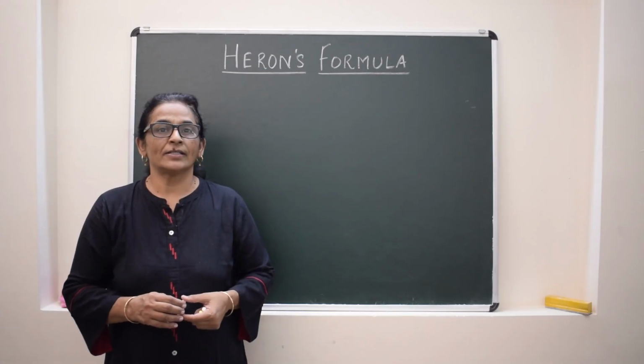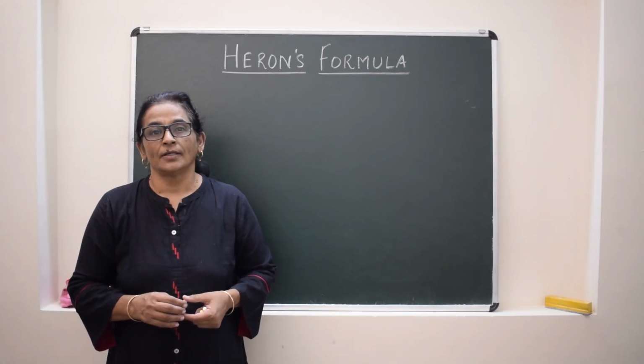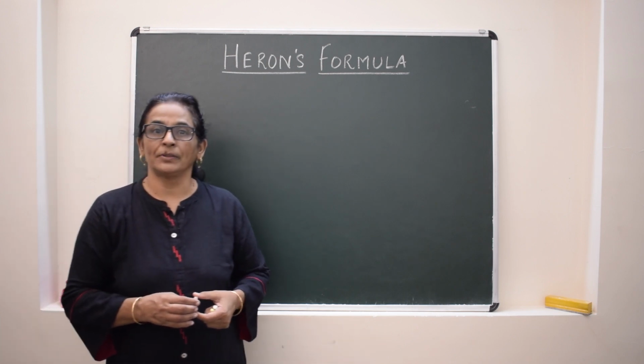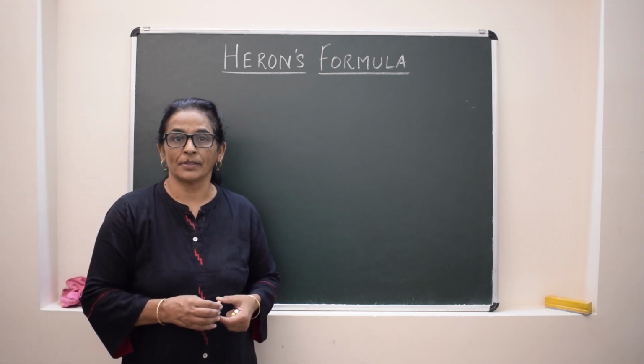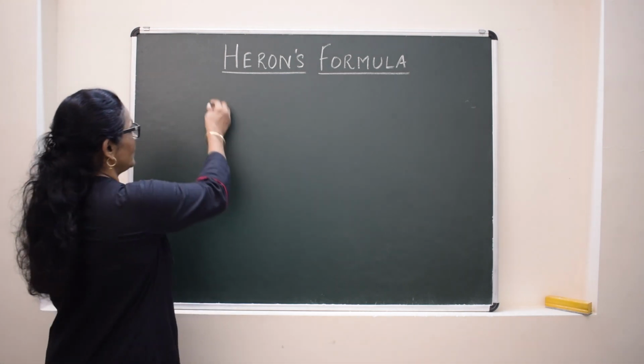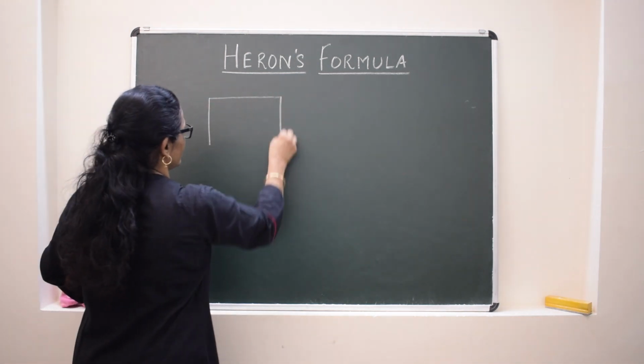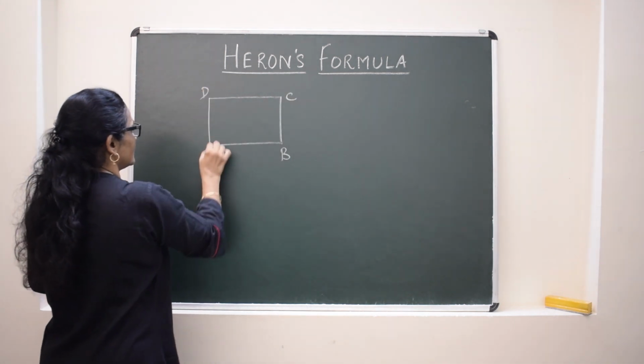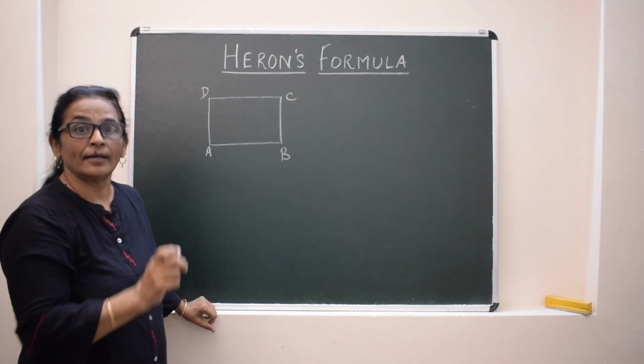In this lecture, we'll discuss Heron's formula. Before coming to that, we'll discuss some plane figures, for example, rectangle, square, rhombus. And when we draw these figures, we can calculate the perimeter and area.